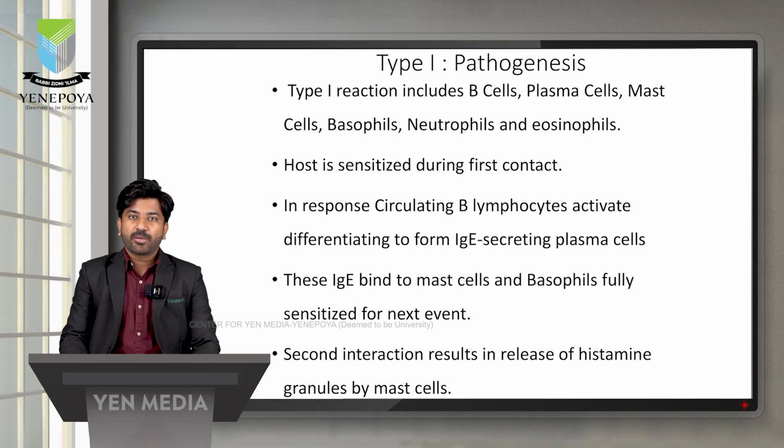The pathogenesis of type 1 hypersensitivity reaction includes cells such as B lymphocytes, plasma cells, mast cells, basophils, neutrophils and eosinophils. The host has to get sensitized with an allergen or the antigen first, and in response to this the B lymphocytes get activated, which differentiate into plasma cells producing IgE, and these IgE bind to the mast cells and basophils and are now fully sensitized to this particular allergen. Upon re-exposure to the same allergen, the second interaction causes the release of histamine granules from these sensitized basophils and mast cells, leading to type 1 hypersensitivity reaction.